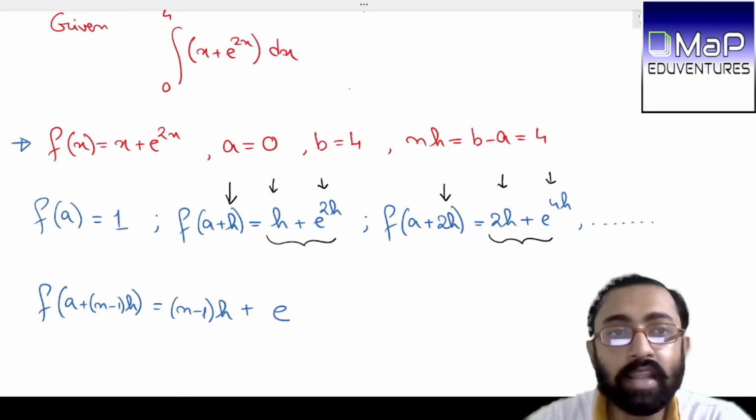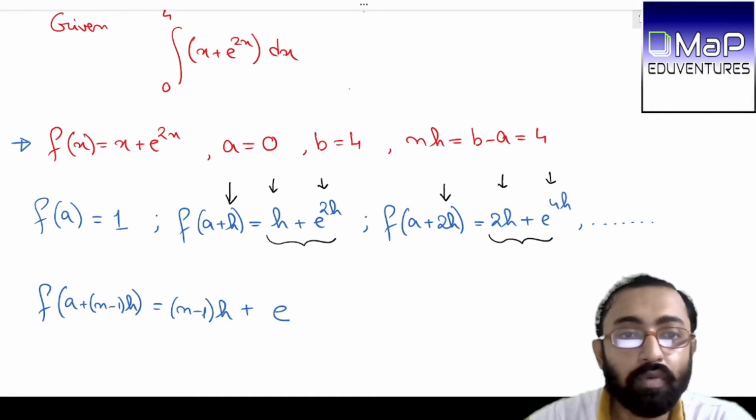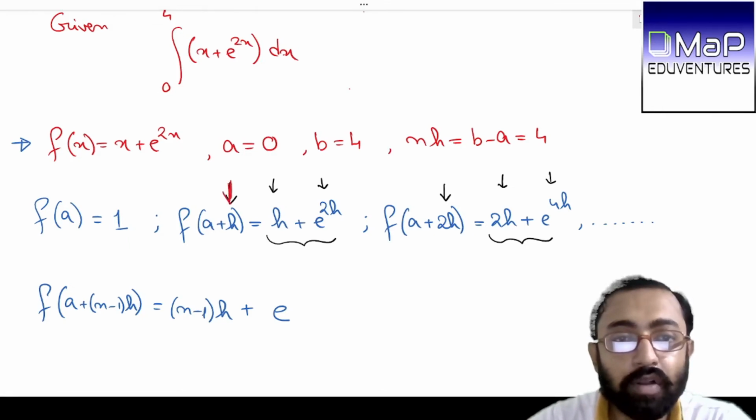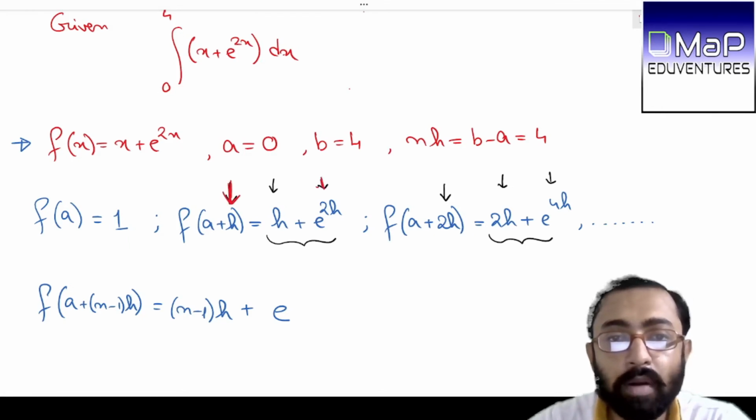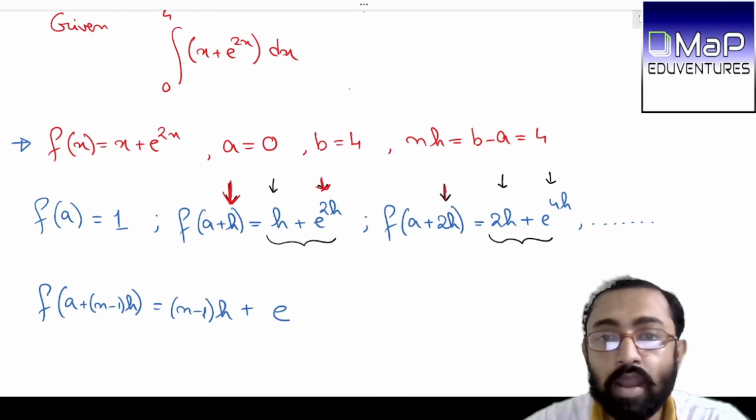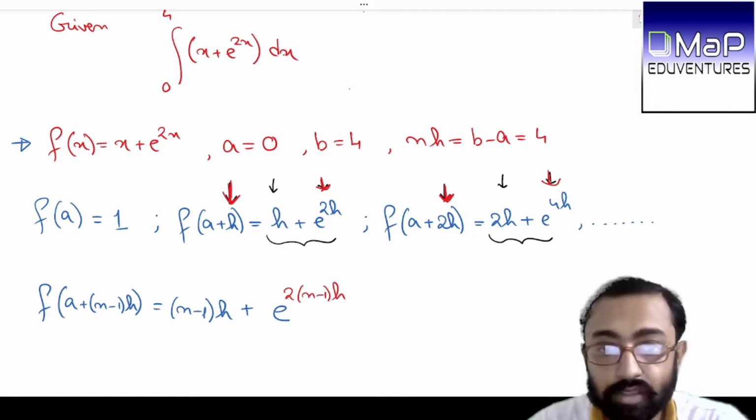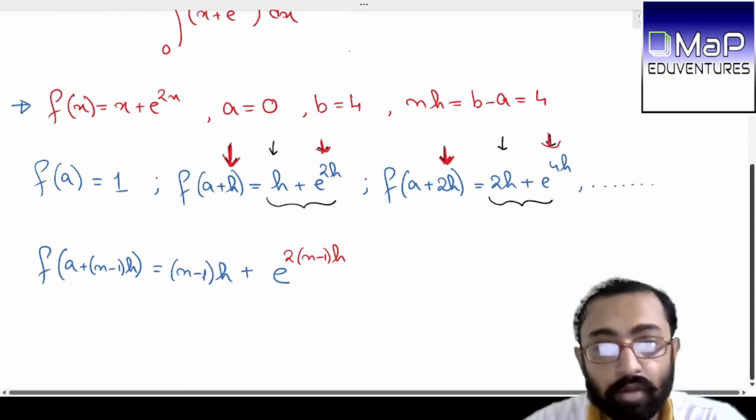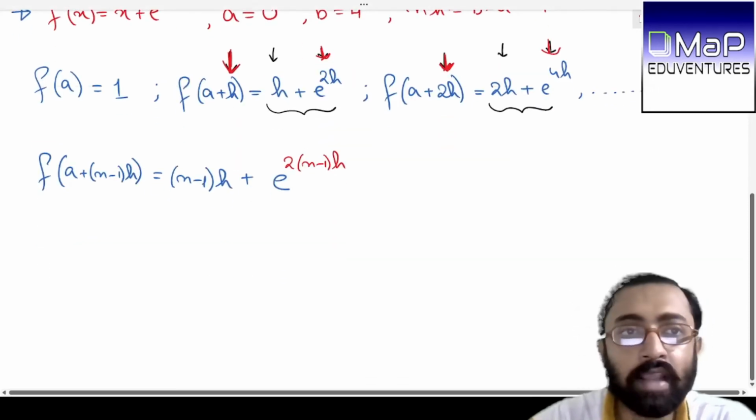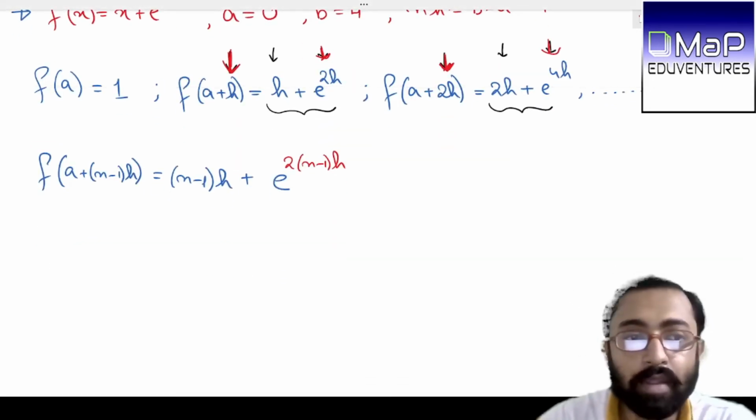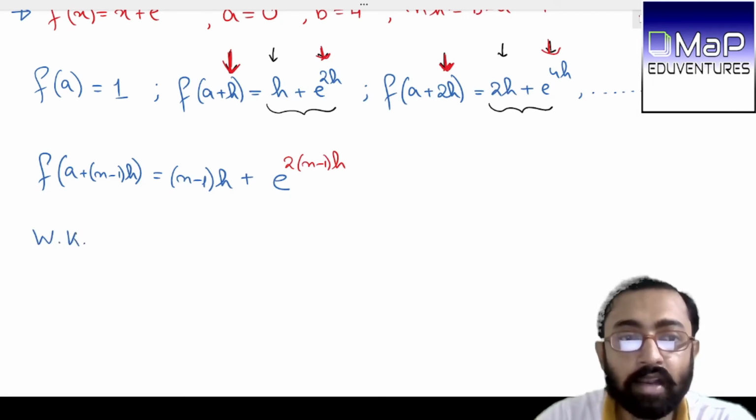Now, when we are taking here h, then we are getting here e to the power twice h. That means double. When you are taking here twice h, then you are getting e to the power 4h, that is double. So when you are taking here n minus 1h, you will get double of that number. So 2 times of n minus 1h. Okay, so observe carefully, because we cannot write all the terms, there would be too many. So we are directly taking the pattern.